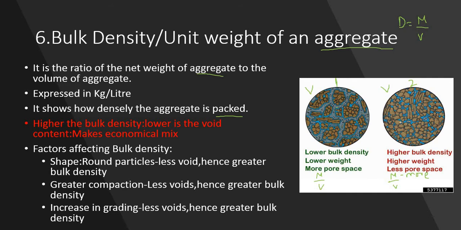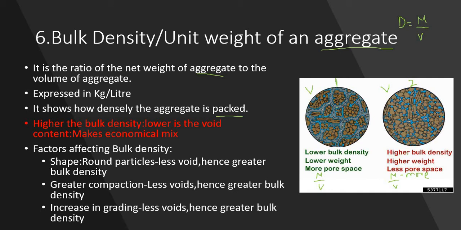Since it has fewer voids, because there are more aggregates that are closely packed, the mass of diagram 2 will be more. If the mass of diagram 2 is more, considering both have the same volume, then obviously the density will also be more in diagram 2. That's why you can see here diagram 1 has lower bulk density, and diagram 2 has higher bulk density.